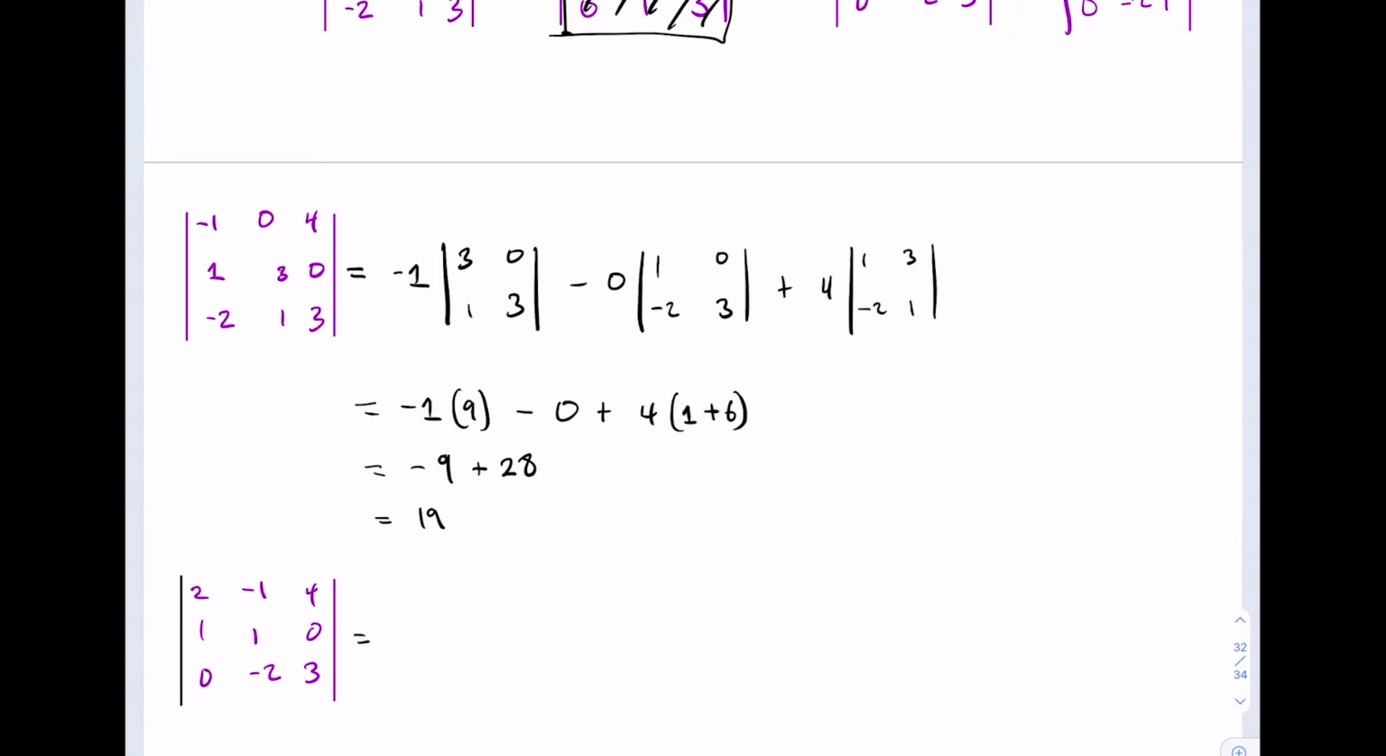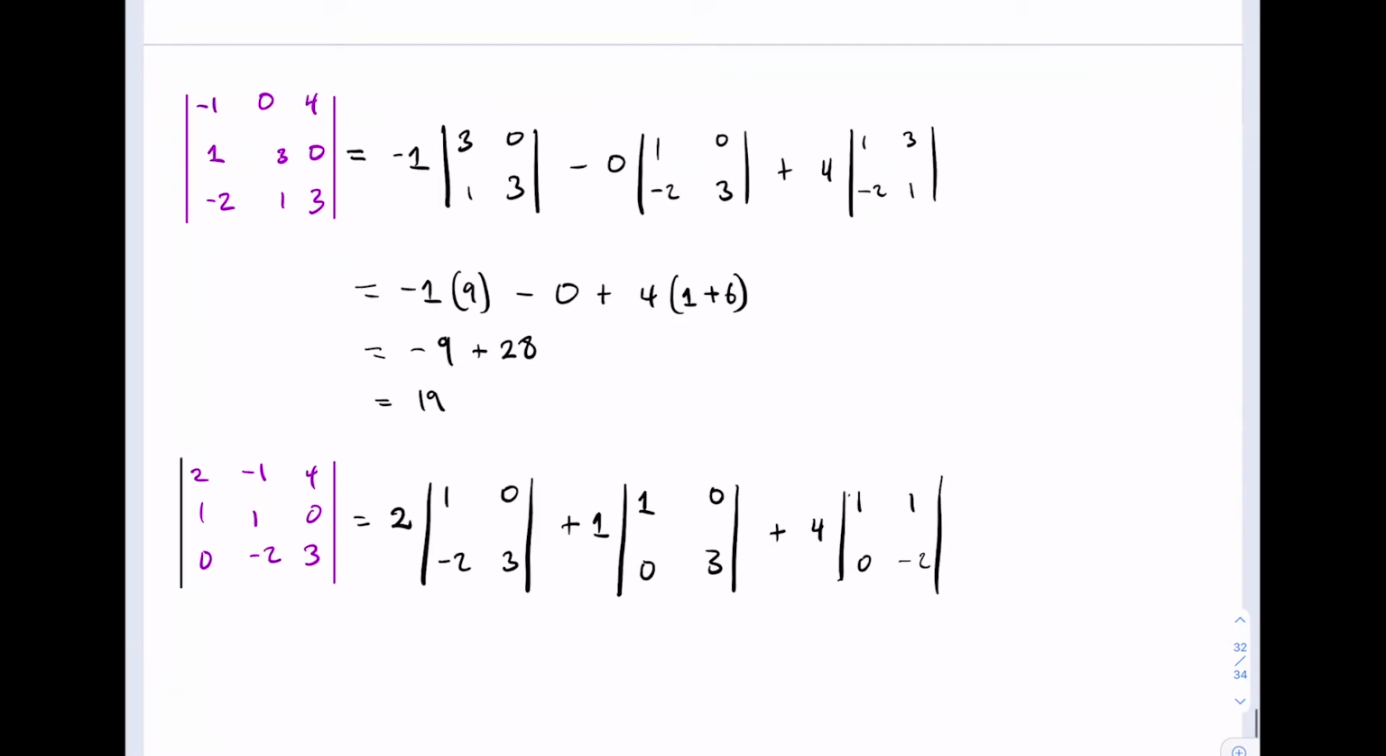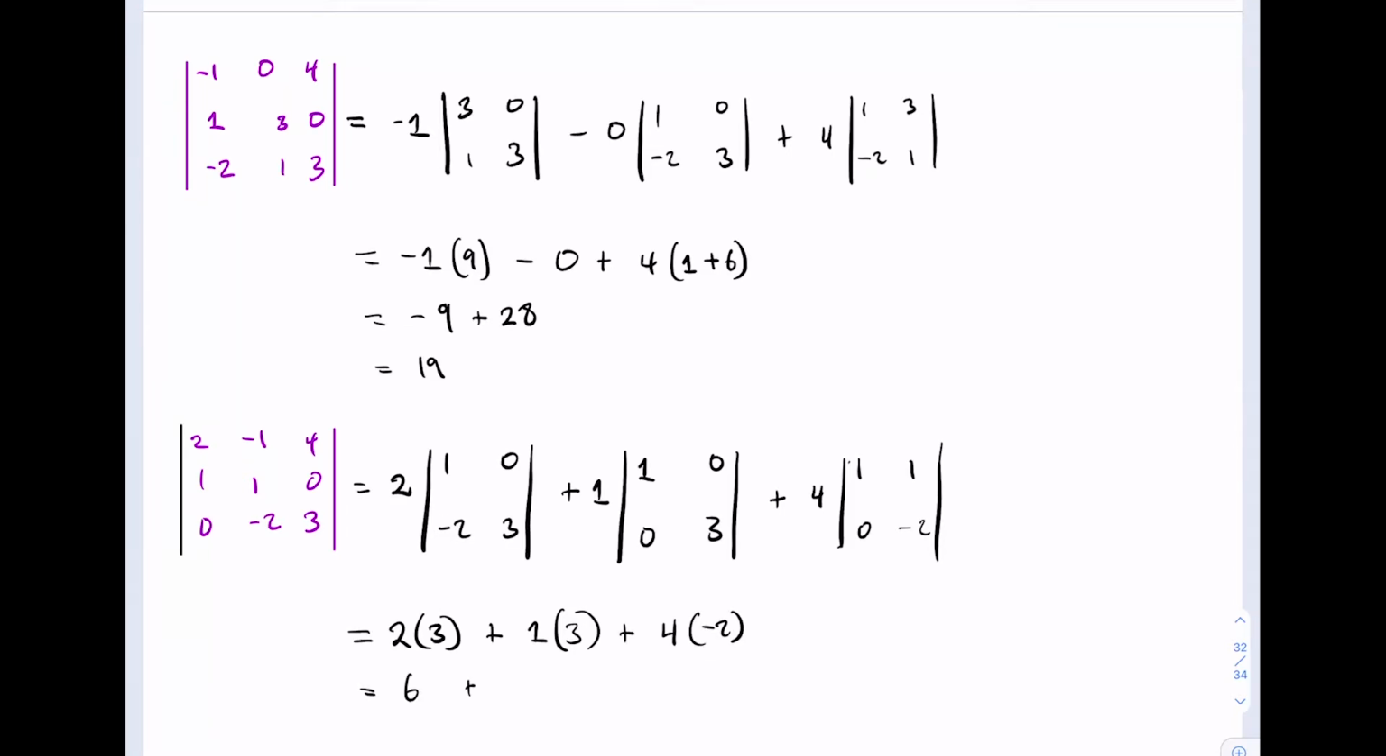So here, this one is going to be 2 times the matrix 1, 0, -2, 3, plus 1 times 1, 0, 0, 3, plus 4 times 1, 1, 0, -2. Simplifying this now gives us 2 times 3 plus 1 times 3 plus 4 times -2, which means we have 6 plus 3 minus 8, which is equal to 1.